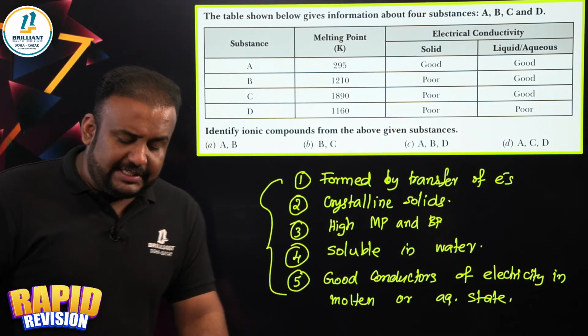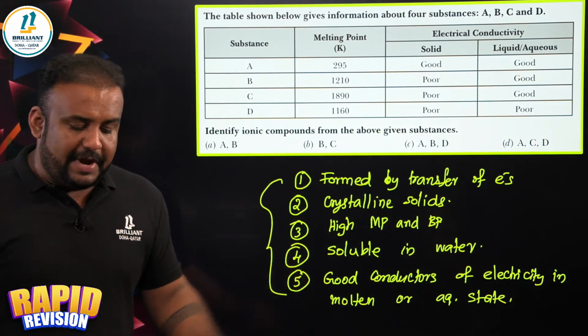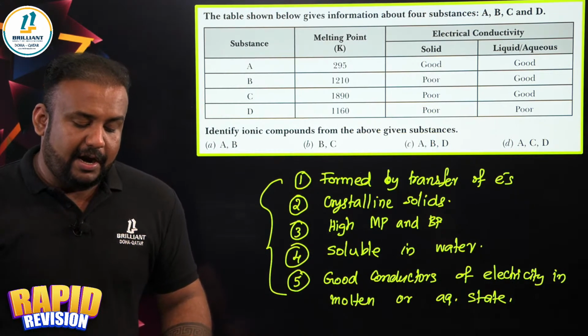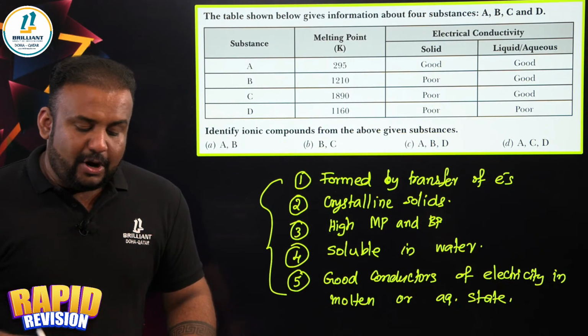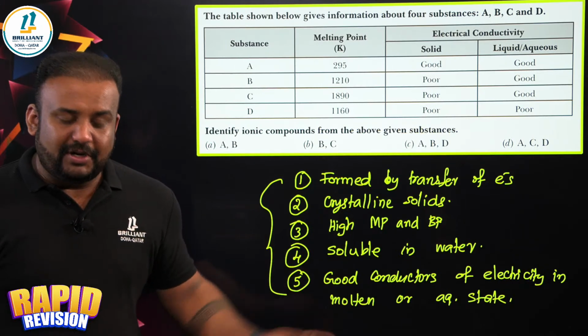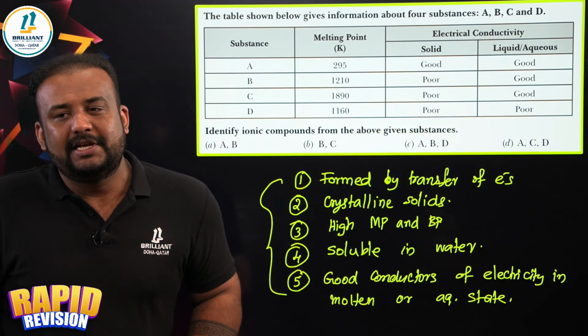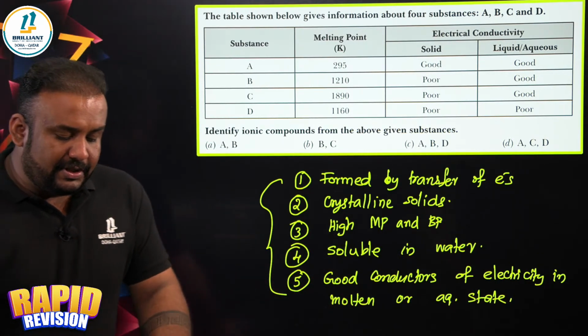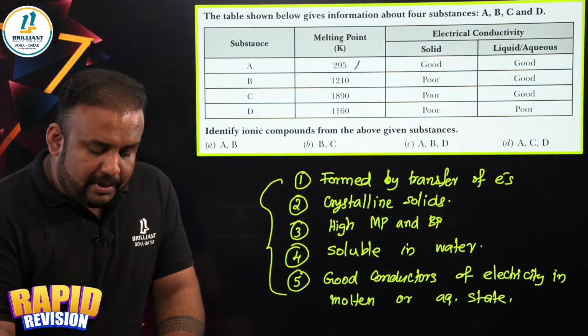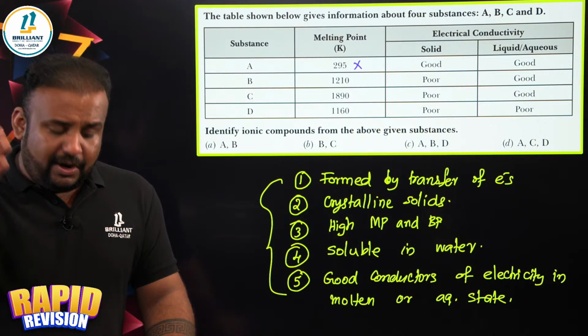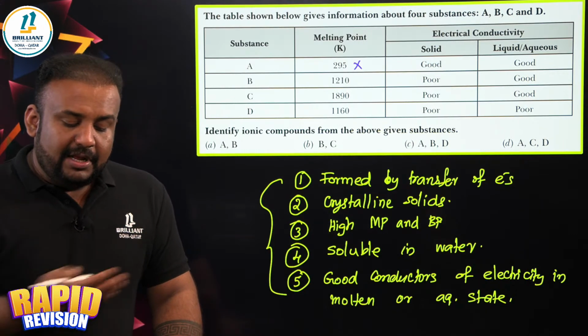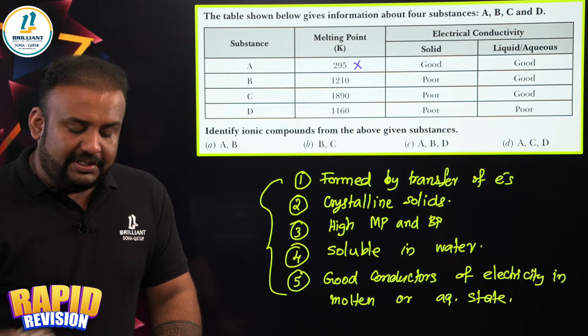So based on all these points that we just discussed, can you answer which one of them are ionic compounds? See, compound A will not be an ionic compound because look at its melting point compared to others. It is only 295 Kelvin. So that we can remove. Then compound B, it's a fairly good melting point, possible. Solid state, poor conductor. Liquid state, good conductor.